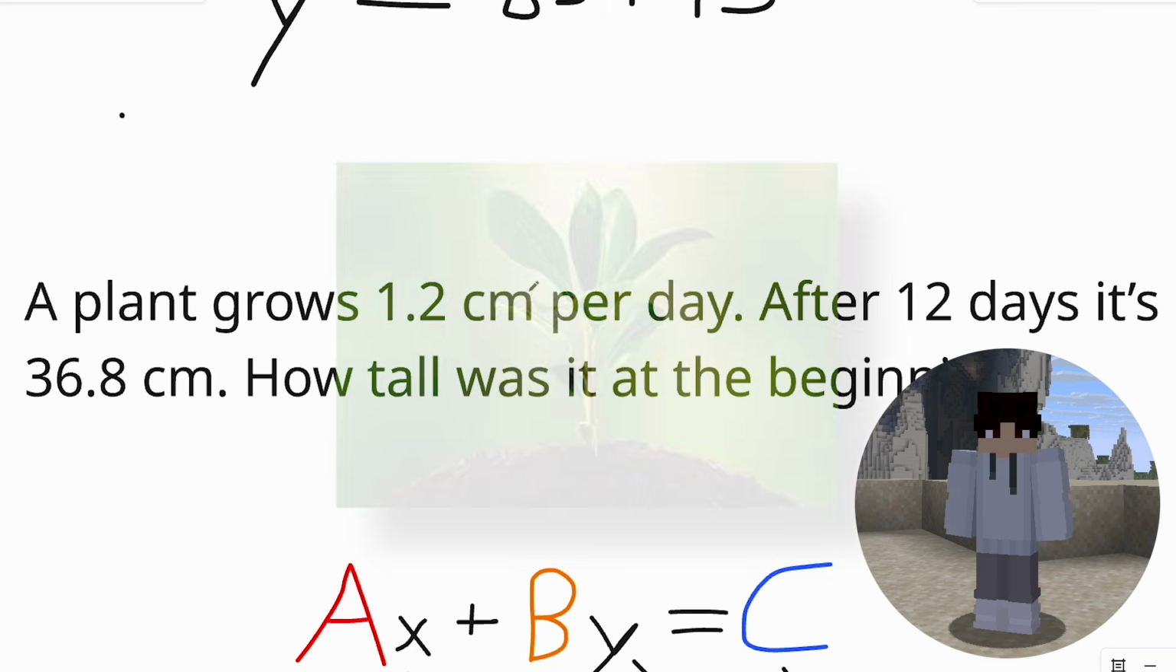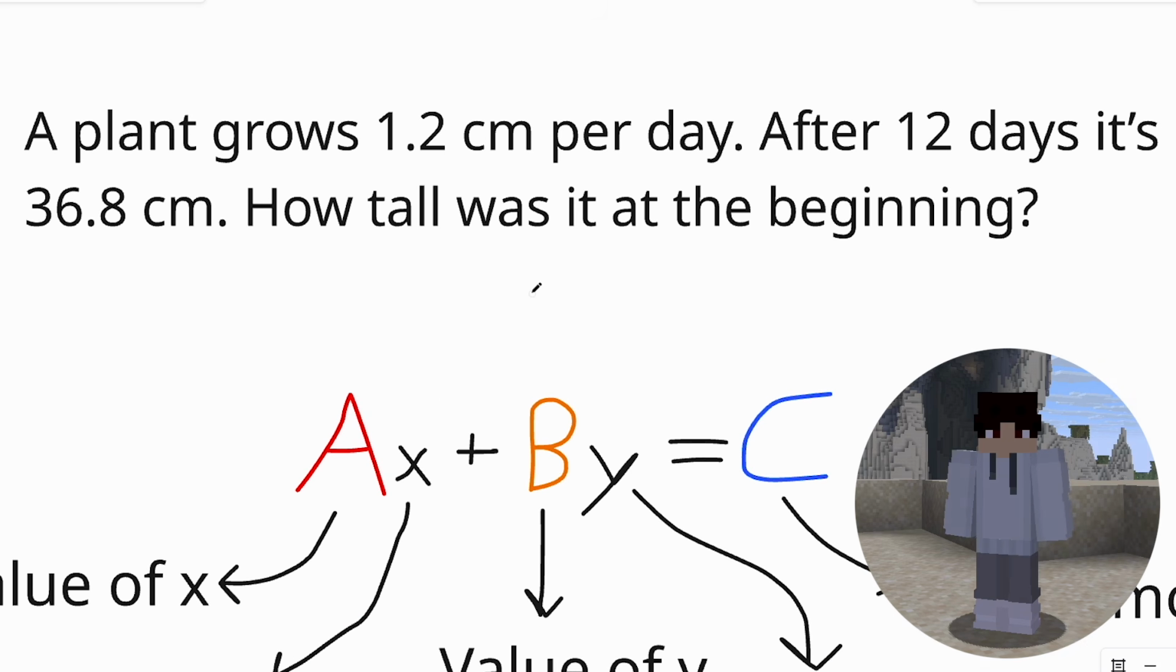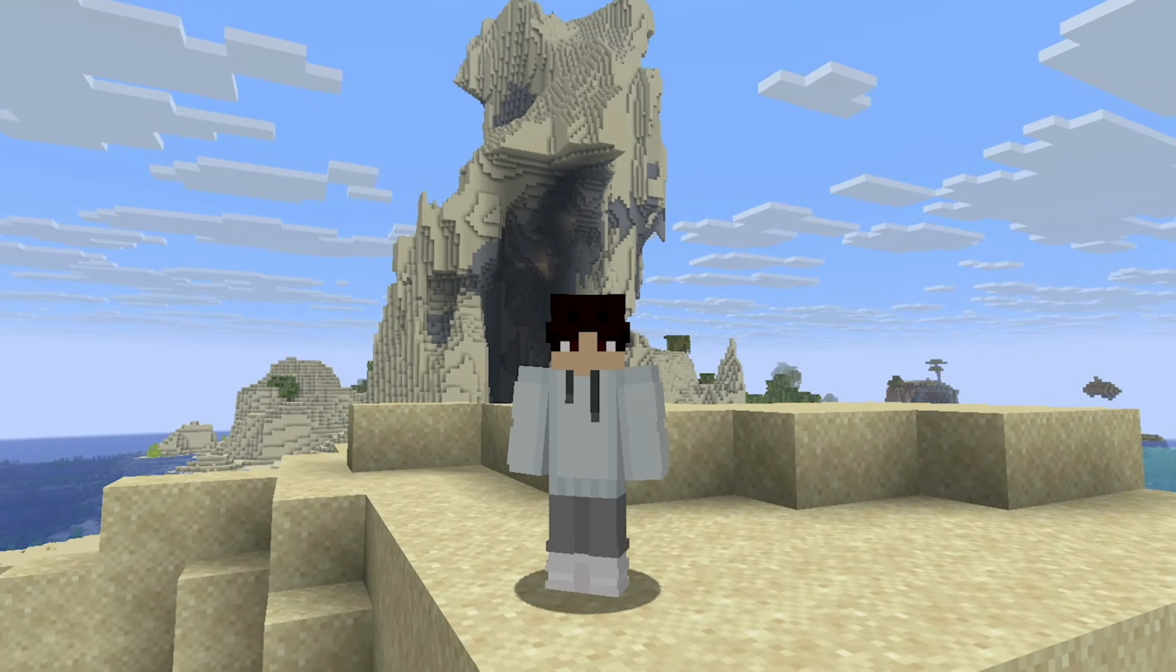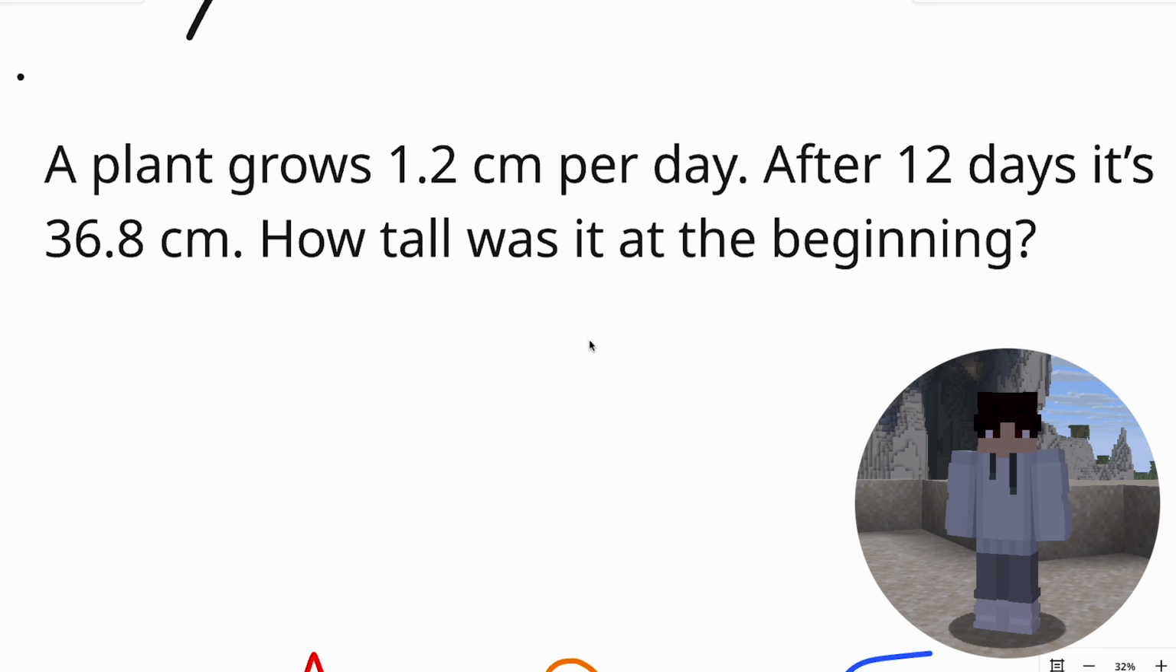A plant grows 1.2 centimeters per day. After 12 days, it's 36.8 centimeters. How tall was it at the beginning? This might seem a little bit more challenging, but it's not actually too bad. So we're trying to figure out how tall it was at the beginning. So essentially we're trying to figure out the start value of the equation.